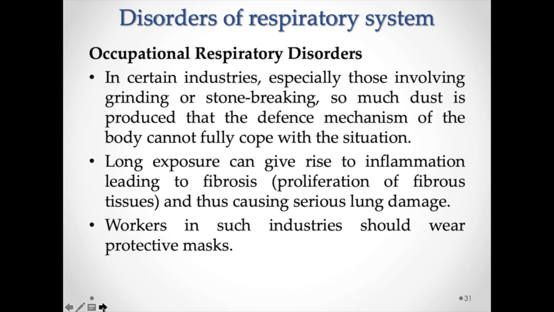Occupational respiratory disorders. There are people who work in stone breaking industries. Dust is continuously produced and enters inside their body. Long exposure can give rise to inflammation, leading to fibrosis and thus causing serious lung damage. Workers in such industries should wear protective masks.